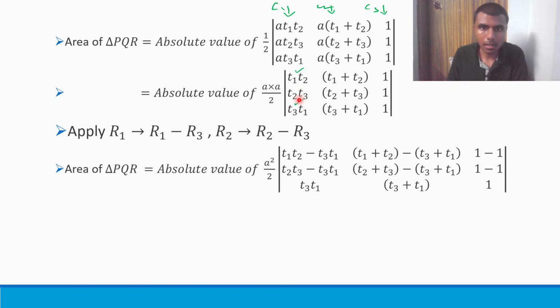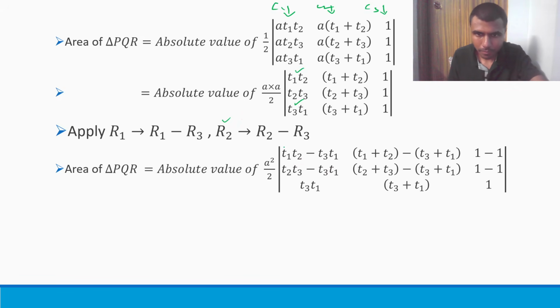Next, what I would get is R2 becomes R2 minus R3, which means element of R2 minus element of R3. So element of R2 is T2, T3 minus T3, T1. Likewise, T2 plus T3 minus (T3 plus T1), and 1 minus 1. I hope it's clear. Now, basic simplification.